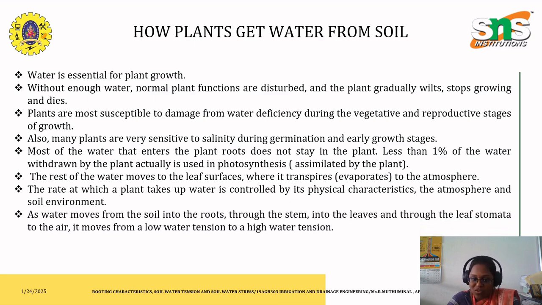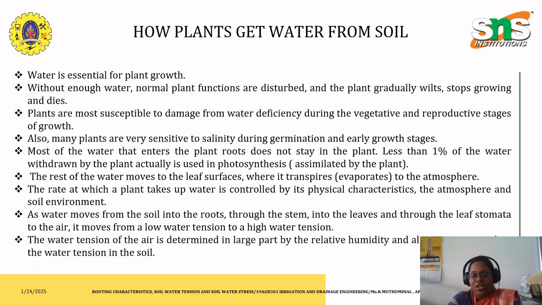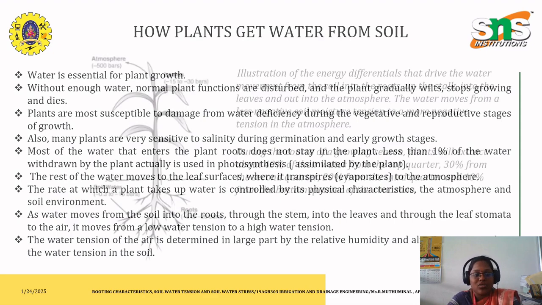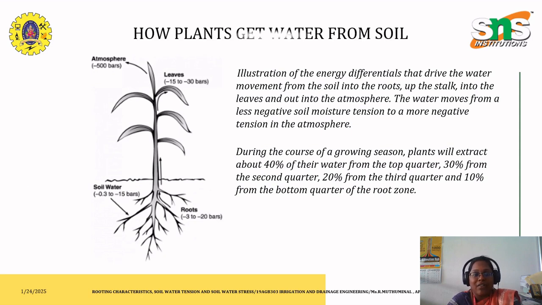As the water moves from the soil into the root, then into the stem and then into the leaves, through the leaf stomata to the air, it moves from a low water tension to a high water tension. This water tension of the air is determined in large part by the relative humidity and is always greater than the water tension in the soil. So this is the picture you have to know, showing how the plant gets water from soil. This picture illustrates the energy differentials that drive the water movement from the soil into the root, up to the stalk, into the leaves and out into the atmosphere.